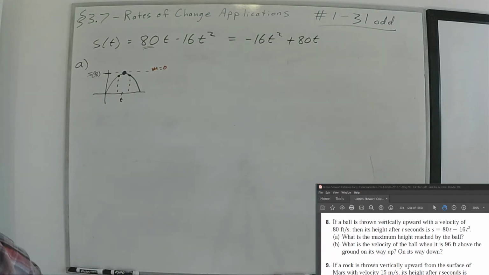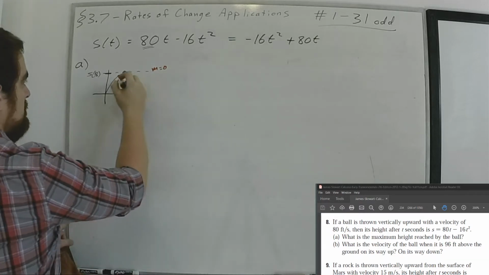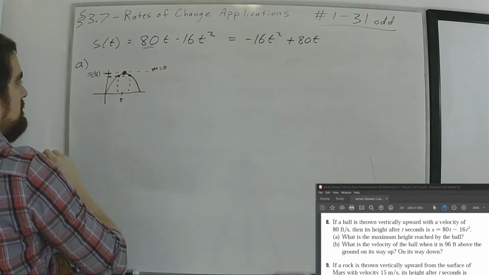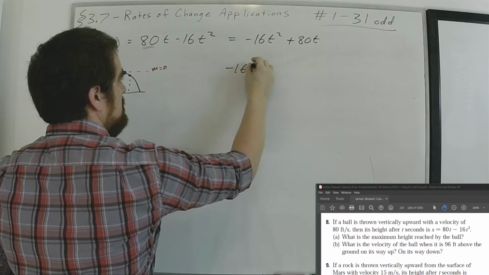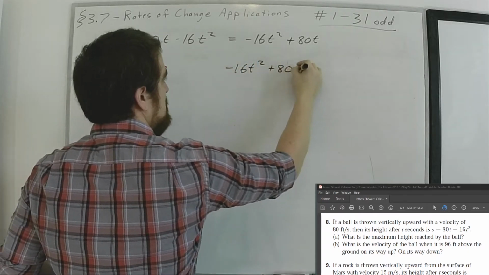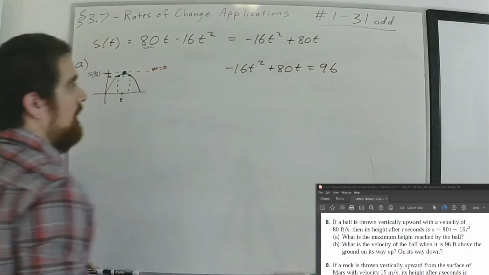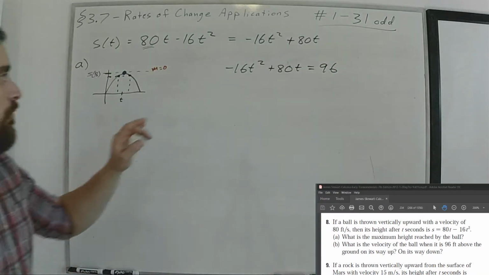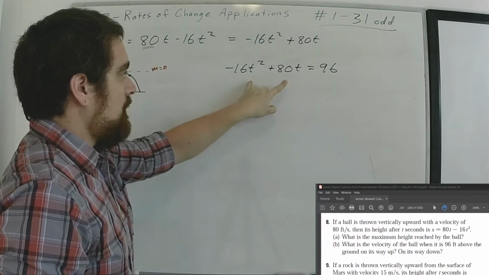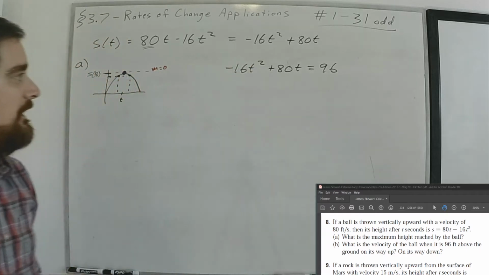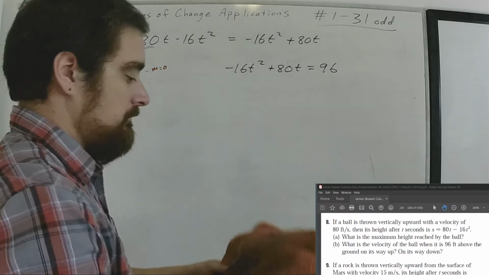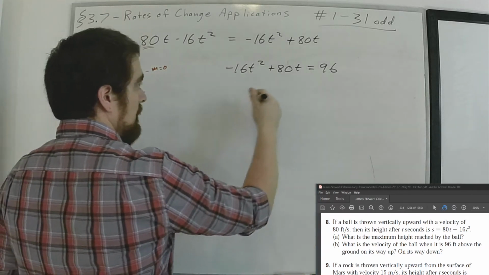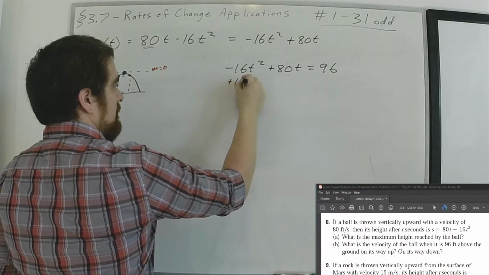So we need to figure out where this is going to happen, which means I need to take my position function and ask the question, when is this going to be at 96 feet? When is negative 16t squared plus 80t going to be equal to a height of 96? What values of t plugged into this quadratic will spit out the result 96? And it is a quadratic. I always like to simplify things as much as possible, just to try and see if I can factor it.